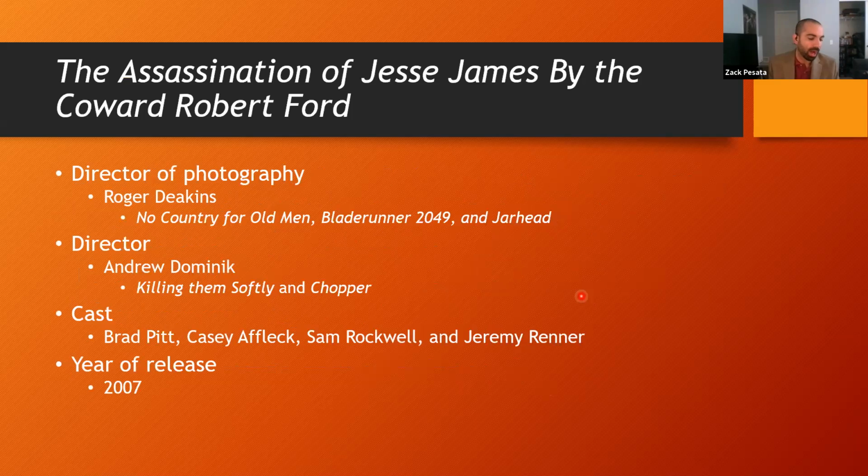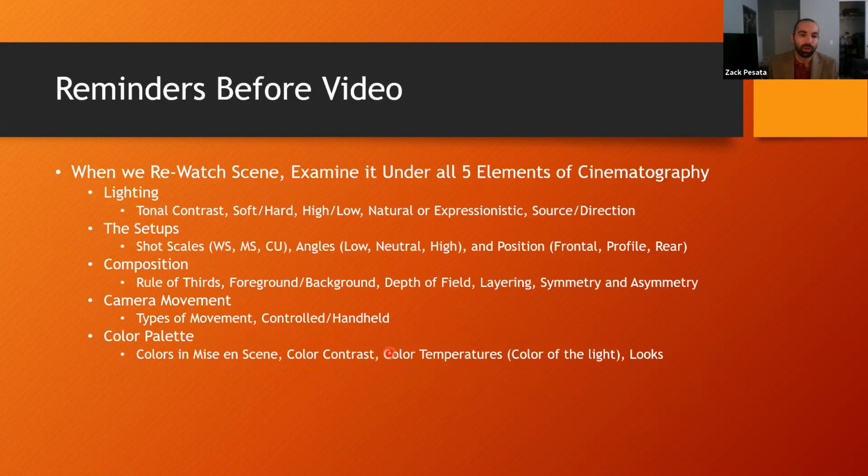So we're going to watch the Jesse James scene one more time, but now you know the formal elements of cinematography, and I want you to be reflecting on this. I'm not going to read all the credits here, but just very quickly, the director of photography is Roger Deakins. The director is Andrew Dominik. All right, so just as a recap, I'm not going to read this all out loud, but I'm going to show you the scene one more time.